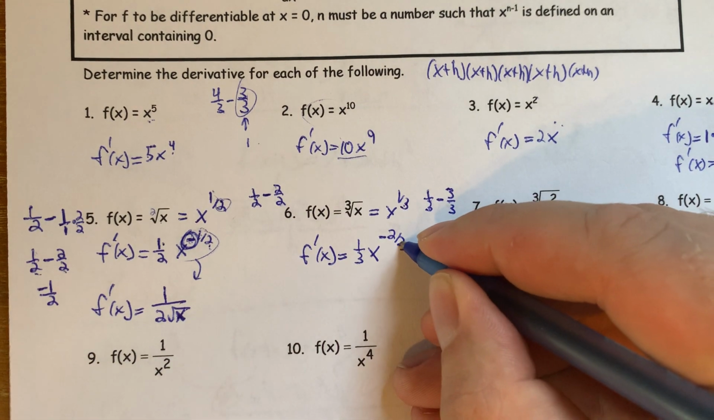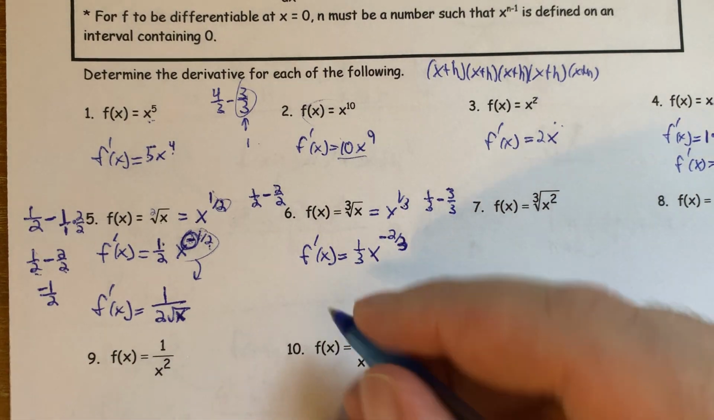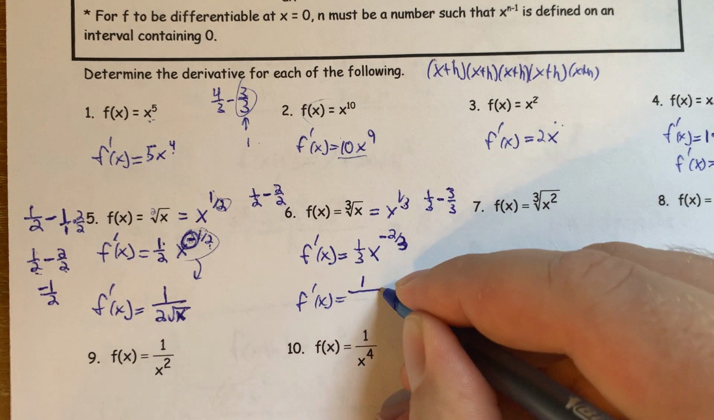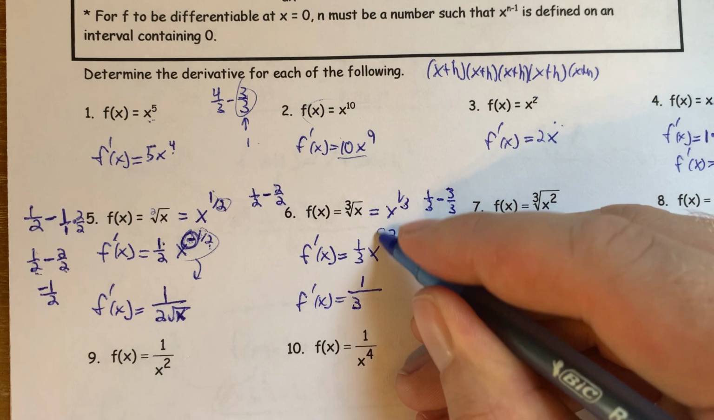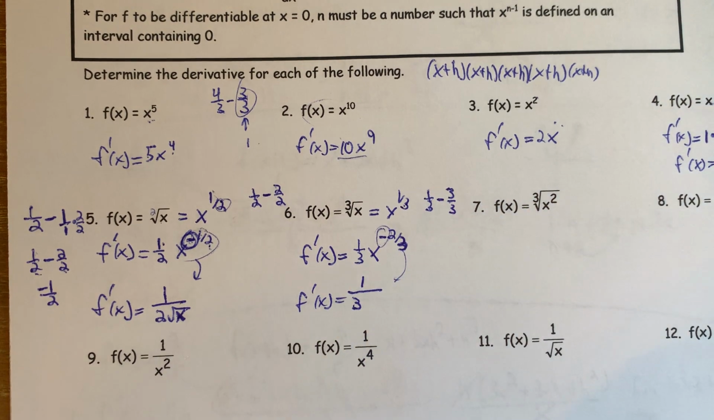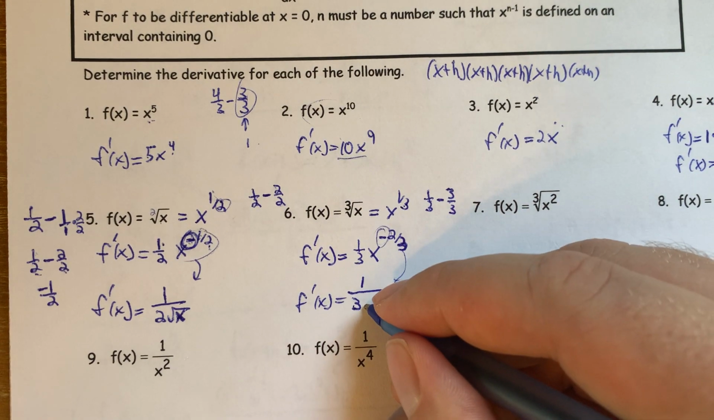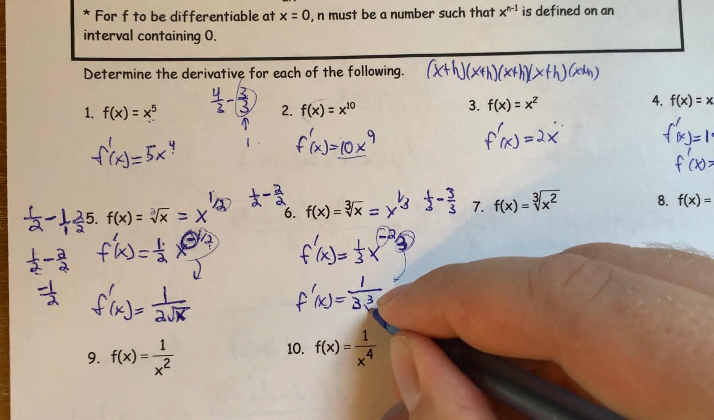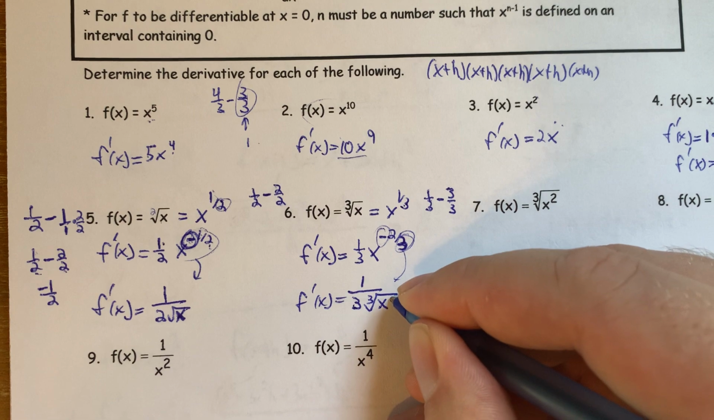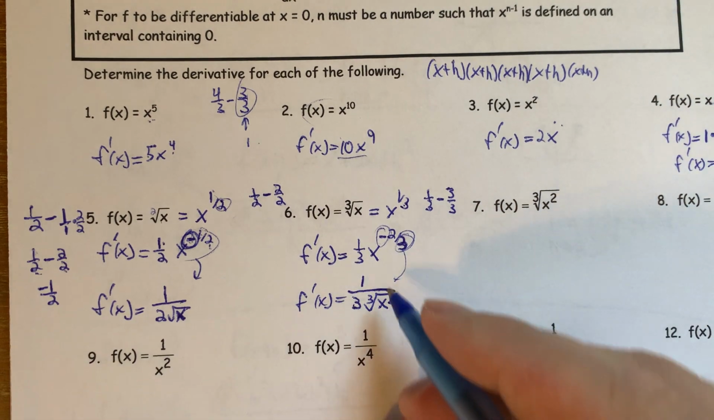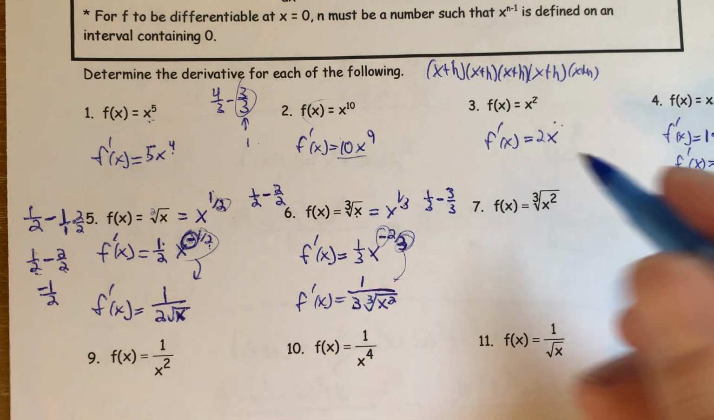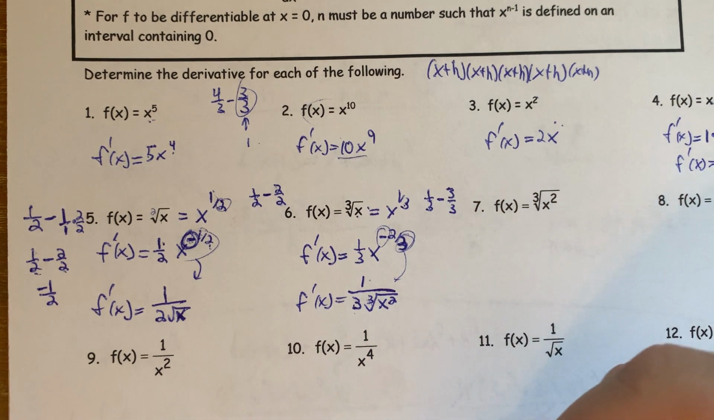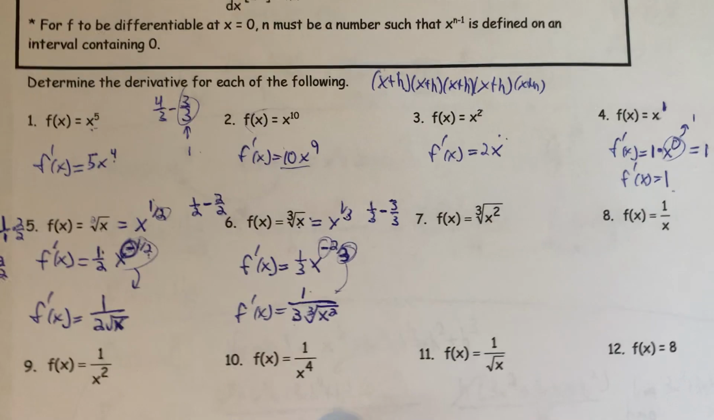Oops, -2/3. And so how do we rewrite that at the end? Well, the 1 is the numerator, the 3 is in the denominator, and because of this negative exponent, this will also be in the denominator. So the denominator is the root. This is the cube root of x squared. So the derivative rule for the cube root of x is 1/3 cube root of x squared. Okay, hopefully we're feeling good about this.